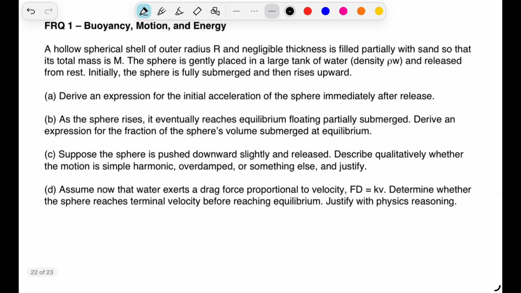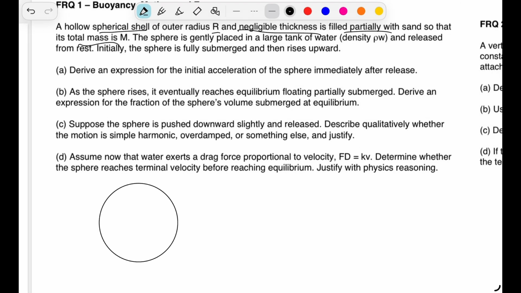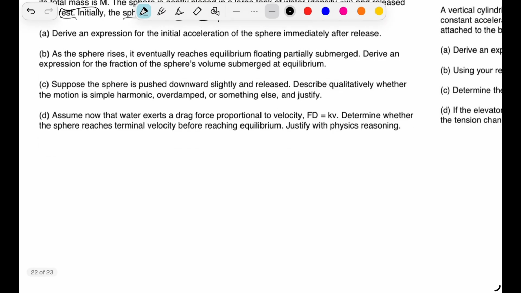So, a hollow sphere, closed shell of outer radius r and negligible thickness is filled partially with sand, so its total mass is m. The sphere is gently placed in a tank of water and is released from rest. So initially the sphere is fully submerged and then it rises upwards.